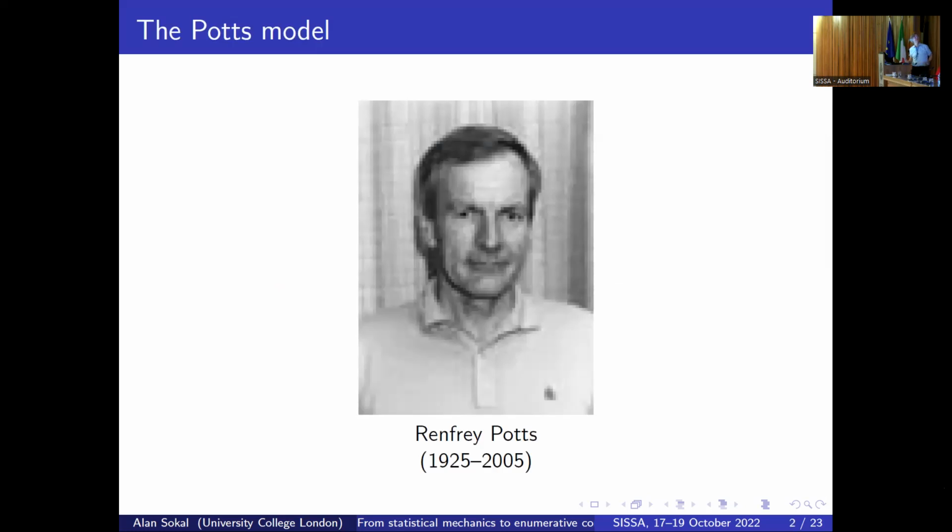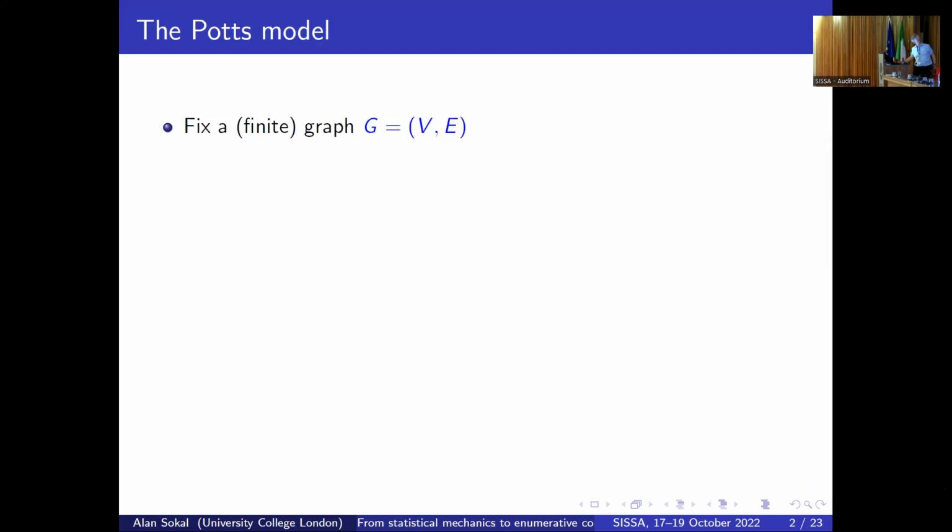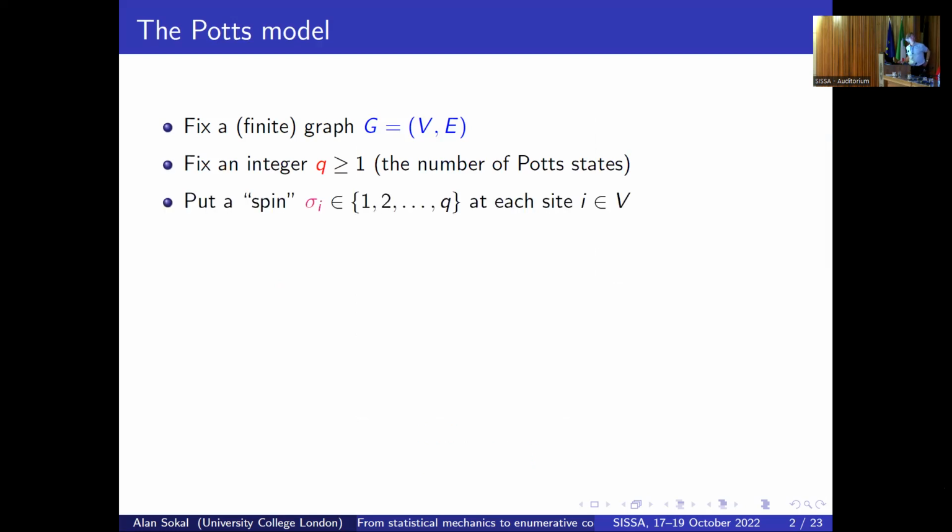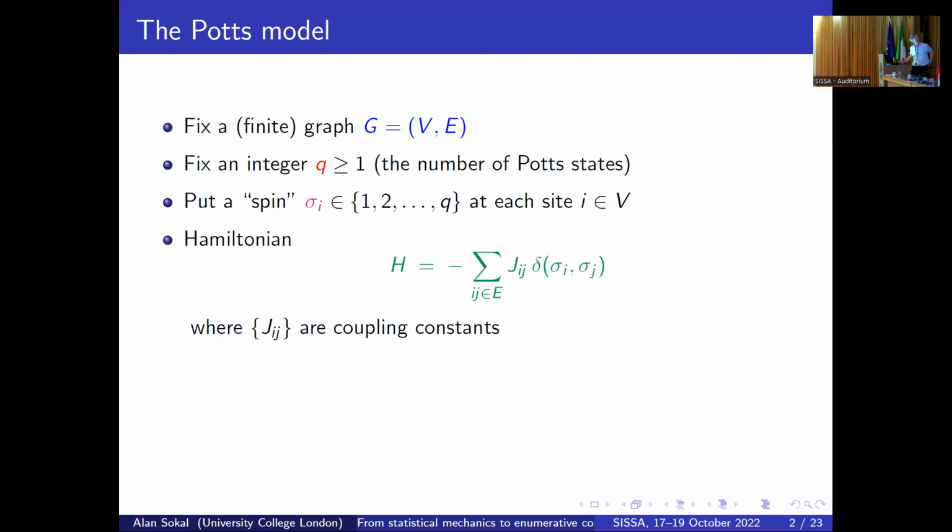Okay. Anyway, so I'm going to start with the Potts model. This is probably something you all know, so I'll go quickly. You fix a finite graph, vertex set V and edge set E. Of course, in physics, we're interested in infinite lattices, but you do it by taking the limit of finite graphs. Fix an integer Q, which is the number of Potts states. You put a spin with values 1 through Q, a random variable, at each site of the lattice.